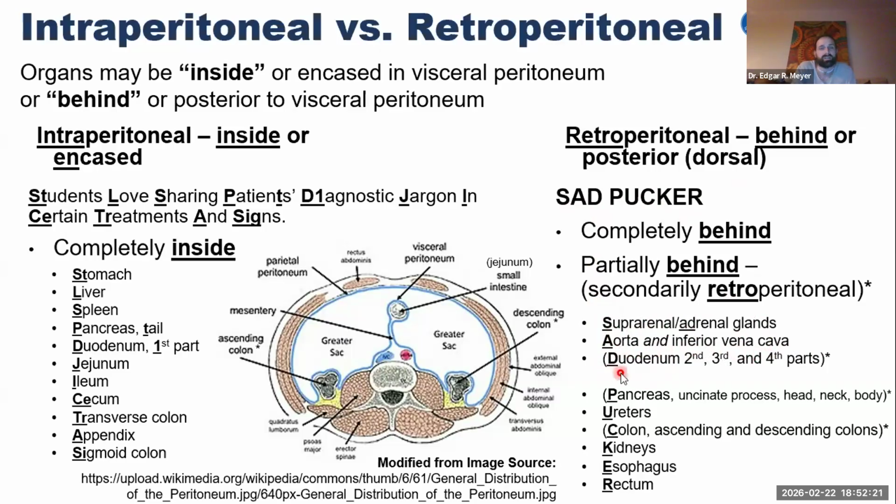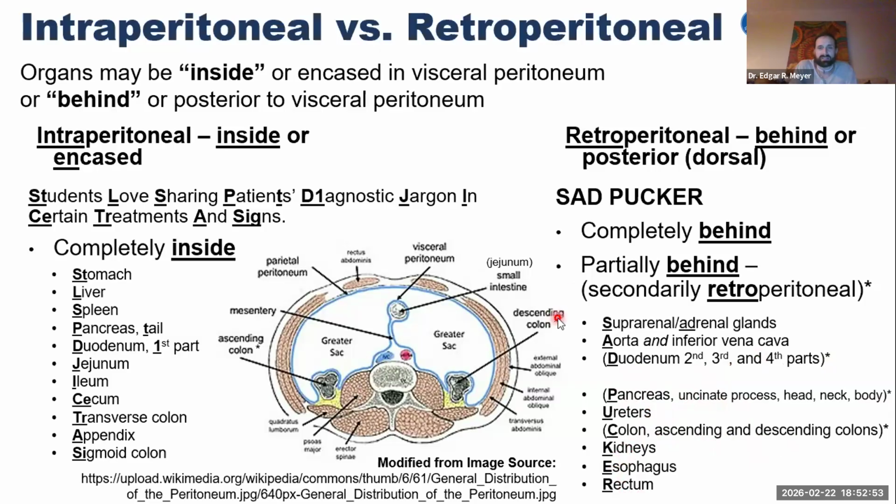D is for duodenum. So all the additional parts of the duodenum we refer to as retroperitoneal. The P in pucker, pancreas. So all the additional parts of the pancreas are retroperitoneal. Then our ureters, our ascending and descending colons, specifically, kidneys, esophagus, and rectum.